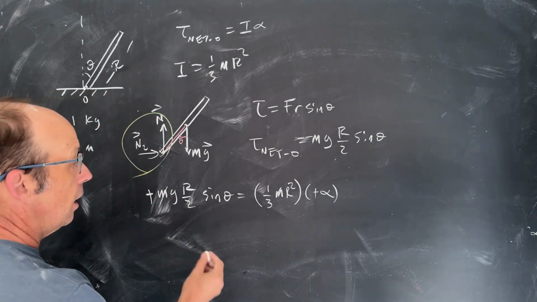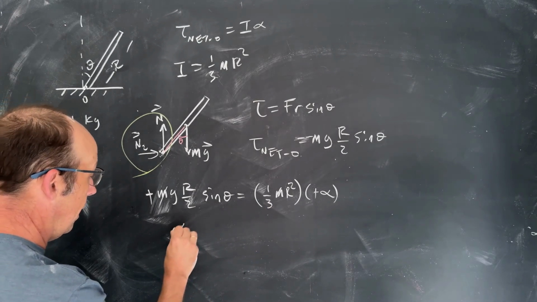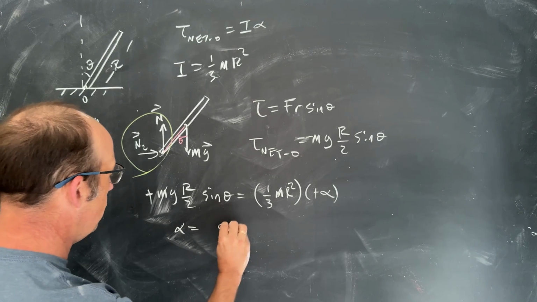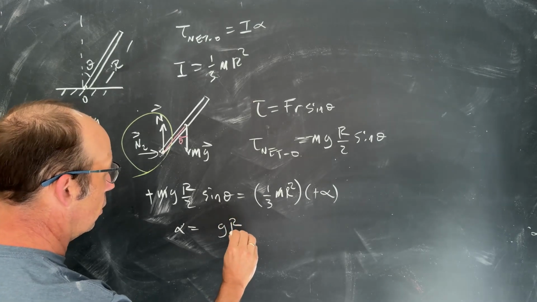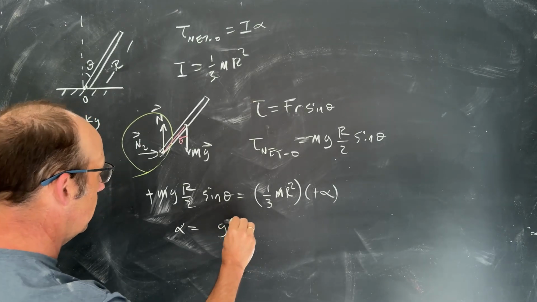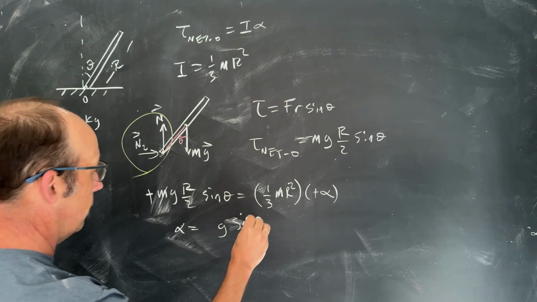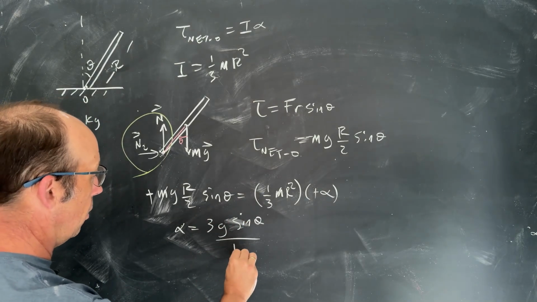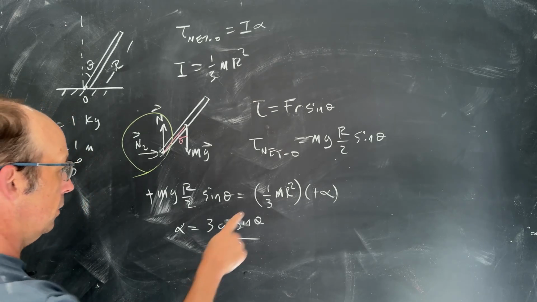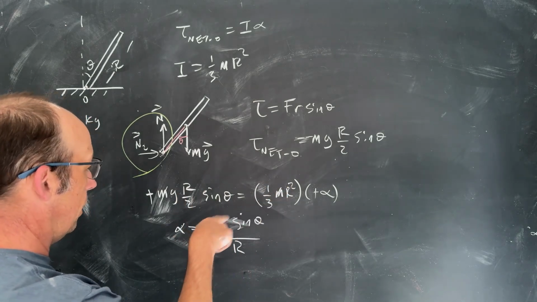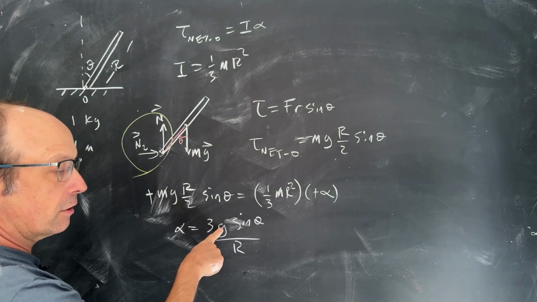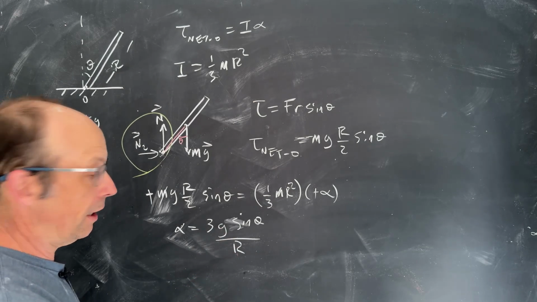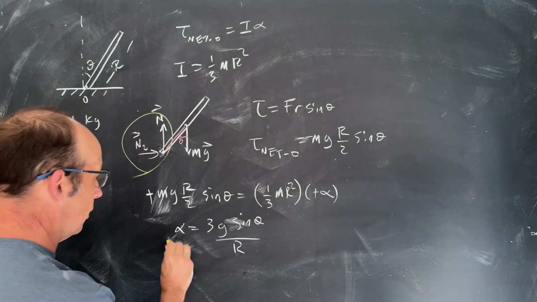Okay, so let's solve for alpha. I get alpha is going to be equal to g sine theta, I got to multiply by 3, divided by r. Is that right? 3, that canceled, right. So it's going to be meters per second squared divided by meters, is 1 over second squared, so that is correct. So that's my angular acceleration.